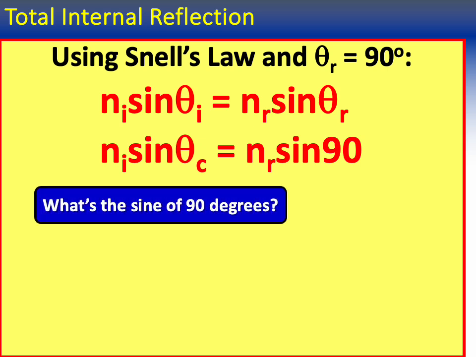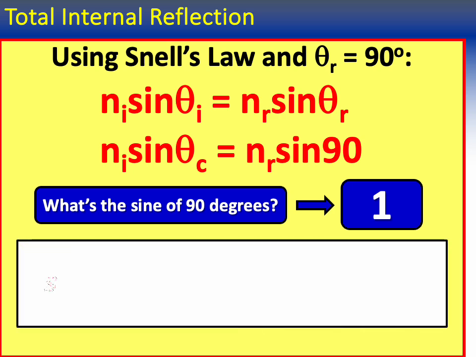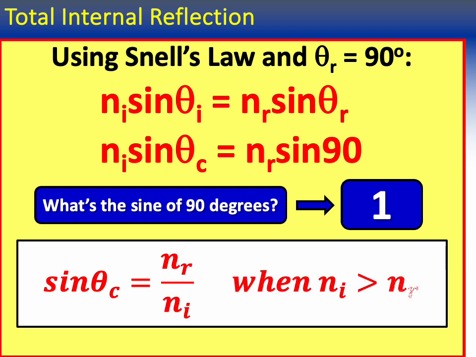All right, take a moment to see if you remember what the sine of 90 degrees is. Some of you may know off the top of your head. The sine of 90 is 1. So if we rearrange that equation, just knowing that sine of 90 is 1, it just doesn't matter anymore. So this is saying just that the incident index of refraction has to be bigger than the refracted. That's the whole light has to be traveling through water towards air and not the other way around.